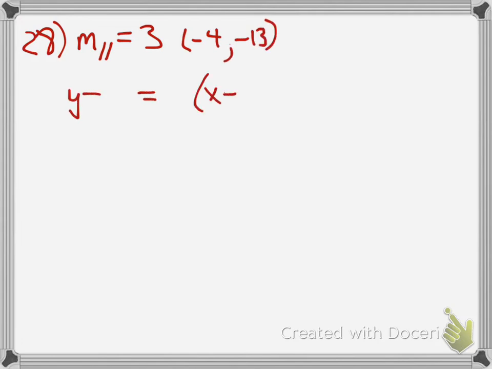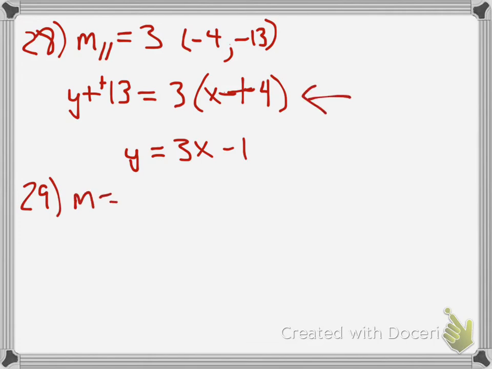Okay, number 28. What's parallel to y equals 3x plus 5? Just the 3. So if you use that point, negative 4, negative 13 with the 3, you get the equation. And then if you need to, you can distribute, get 3x plus 12, and then subtract the 13 to get 3x minus 1.